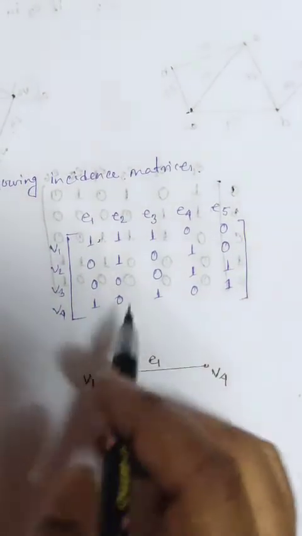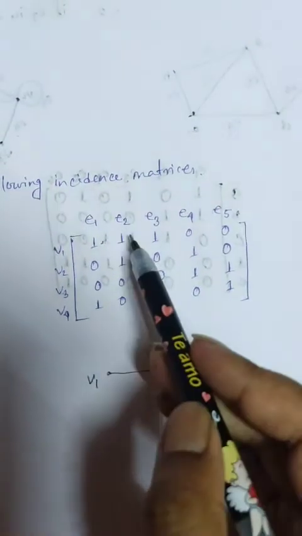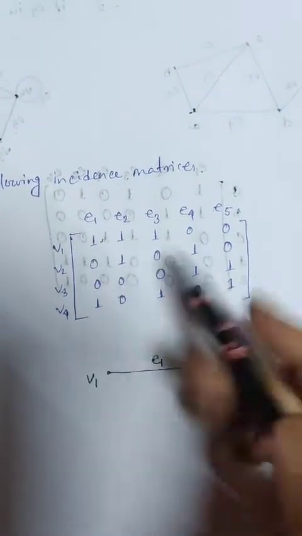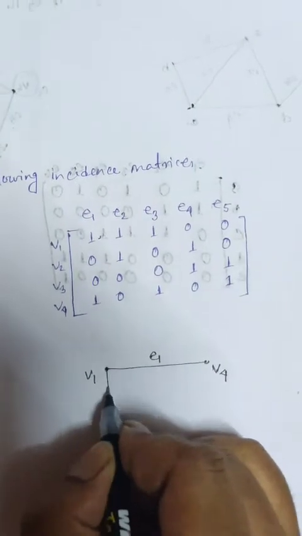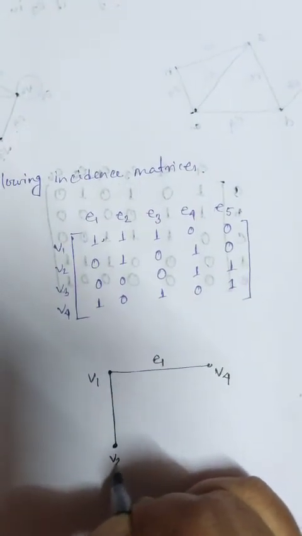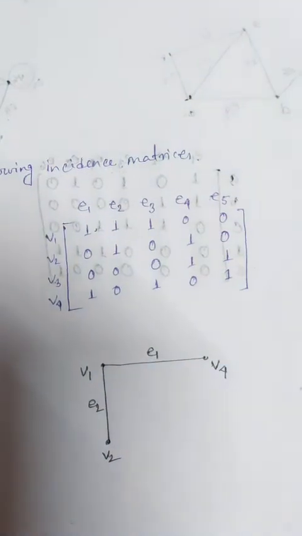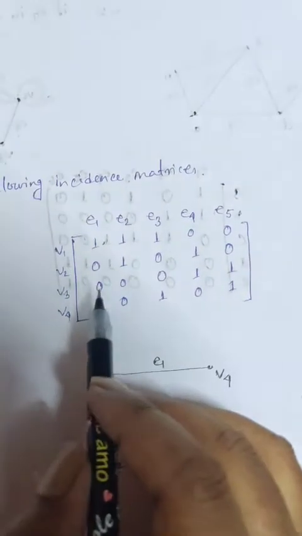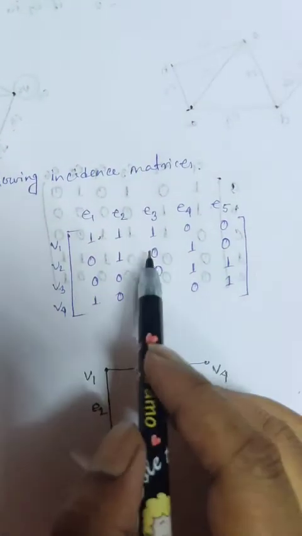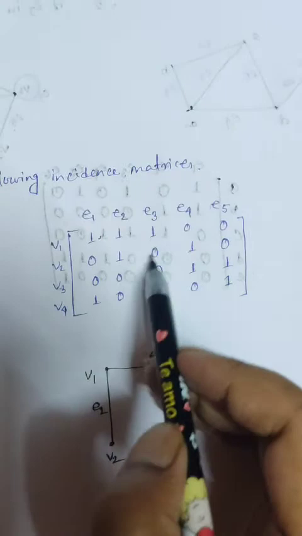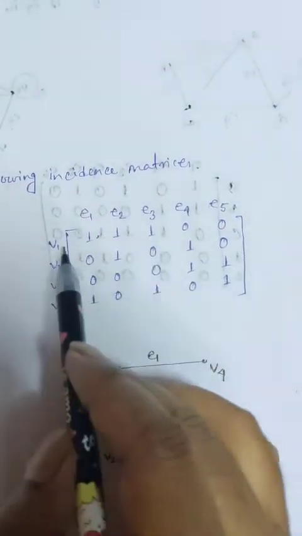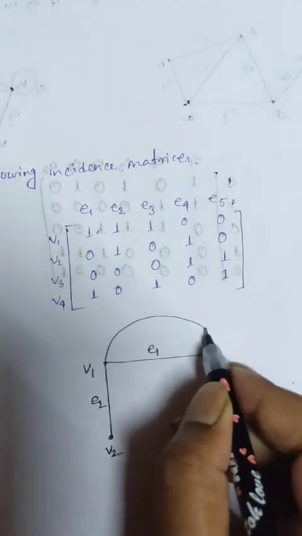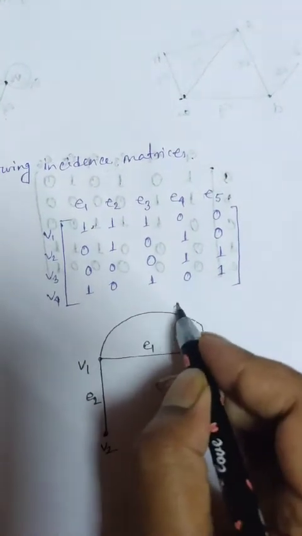Okay. Next come to the edge E2. E2 is also incident with V1 and V2. So here V1, and we can say that this is V2, so this is E2. Now come to the edge E3. See here that E3 is also incident with V1 and V4. So now they can be joined like this. This is the edge E3.